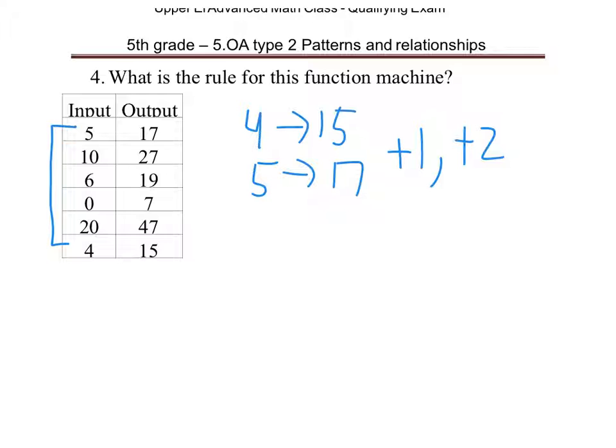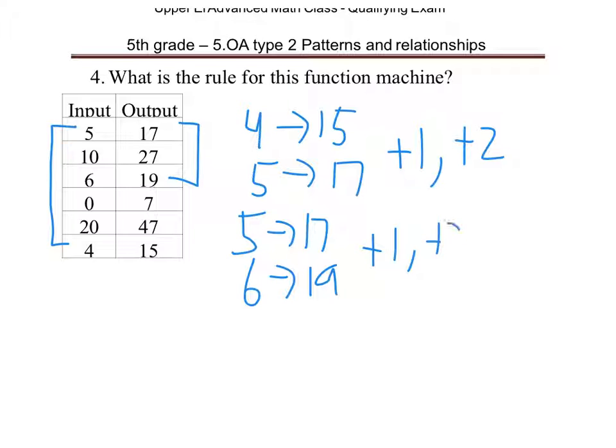Let's see if that's true for from 5 to 6. So from 5 to 6, I have 5 goes to 17, and 6 goes to 19. So once again, we added 1, and it went up 2. Okay, so it looks like it's a times 2 machine, but then something else is going on. So we say it's times 2, and then what else?